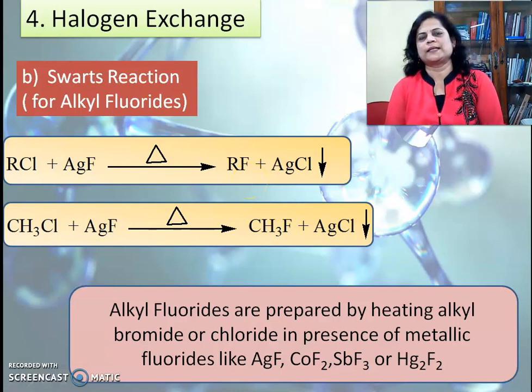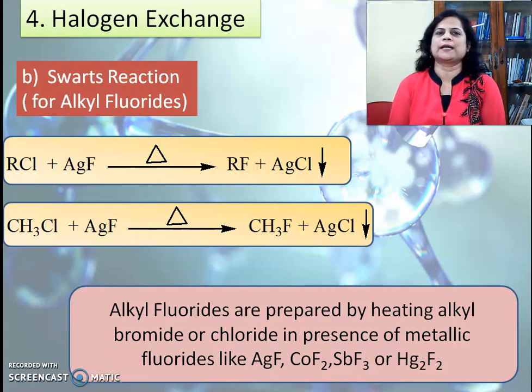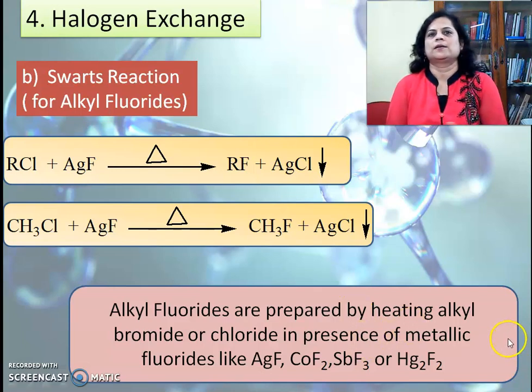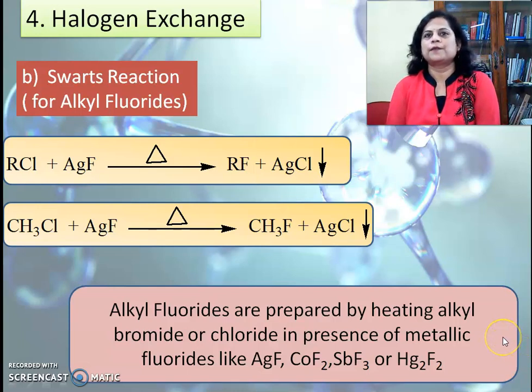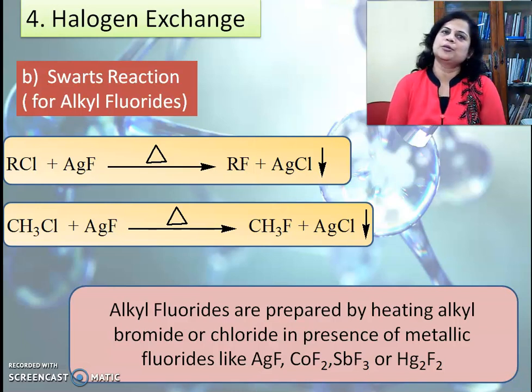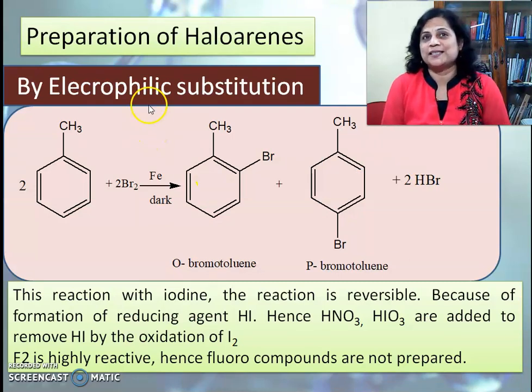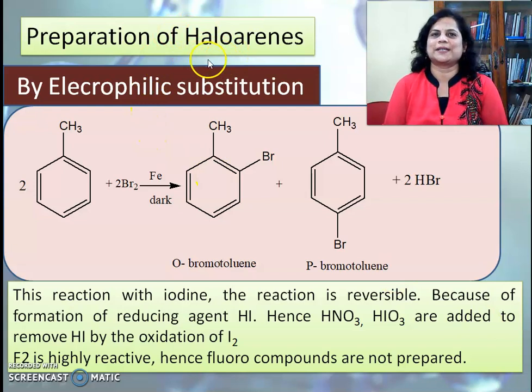So for the Swarts reaction, RCl plus metallic fluoride. Mainly what we use here are metallic fluorides like silver fluoride, cobalt fluoride, antimony fluoride. So these metallic fluorides with the chlorides or bromides form alkyl fluorides, again with a precipitate such as AgCl. The respective metal halides are formed here as a precipitate. So the next reactions are for the preparation of haloarenes.